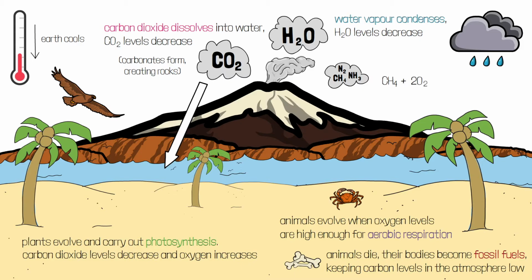Methane and the newly created oxygen reacted, producing carbon dioxide and water, which reduced methane levels. Similarly, ammonia and oxygen also reacted, producing nitrogen and water. This caused nitrogen levels to increase to the high level we have in our atmosphere today, around 78%.